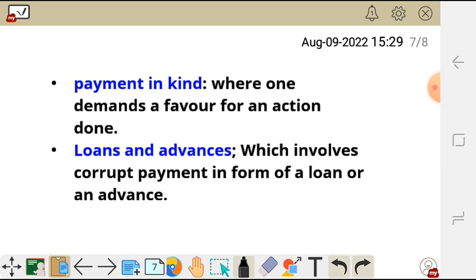For example, someone may abuse his or her official position for personal gain or benefit, such as demanding sex in return for an employment offer. That is what we call a form of corruption called payment in kind. Then lastly, we said loans and advances. Loans and advances is a form of corruption which involves corrupt payment in the form of loans or advances.